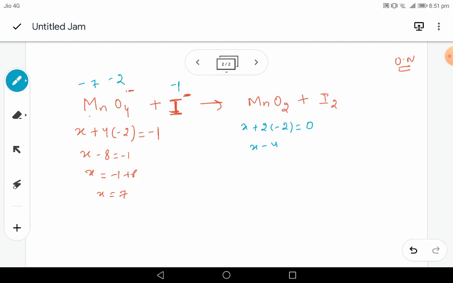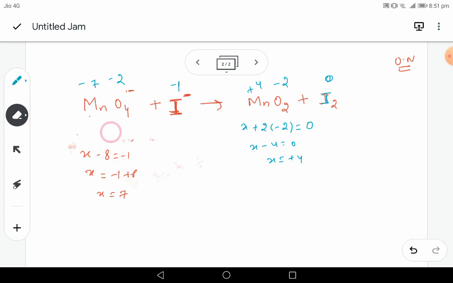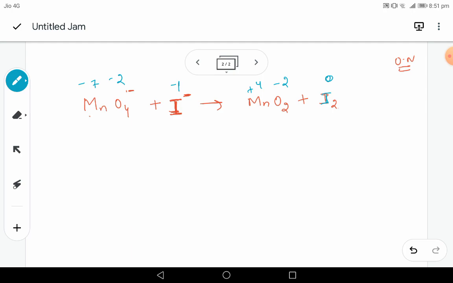So X minus 4 is equal to 0 and X is equal to plus 4. So Mn is equal to plus 4 and O is equal to minus 2. And I2, since 2 iodine are combining over here and both are the same atom, in this case also the oxidation number comes out to be 0. So we are all done with the first step. We have found the oxidation number of each, right?